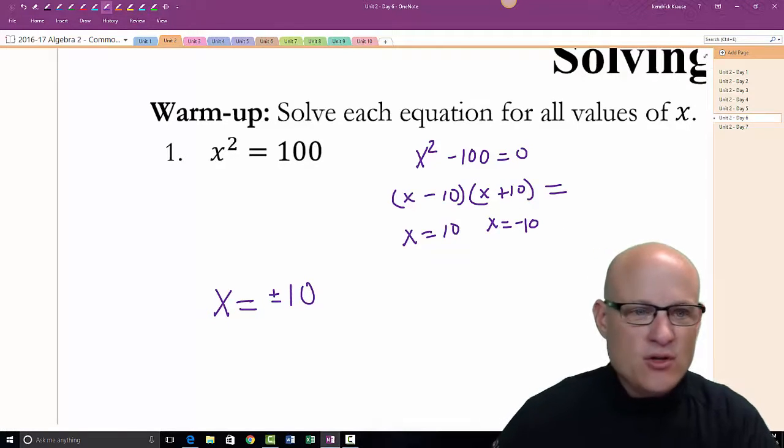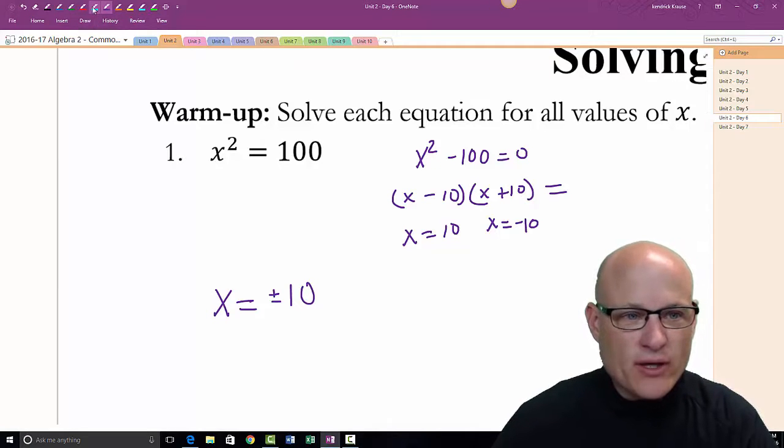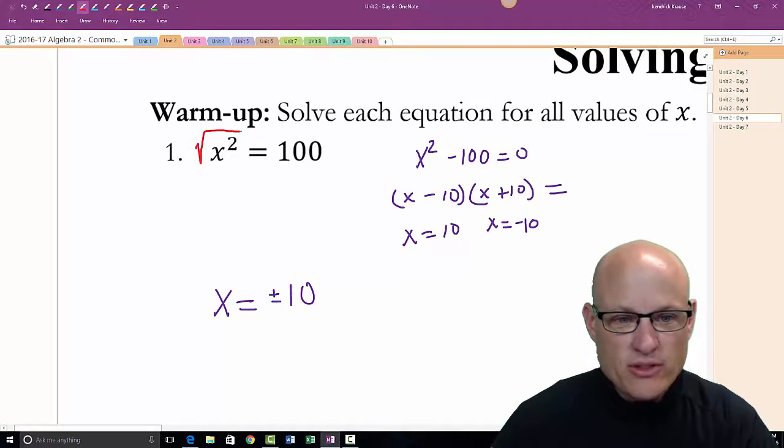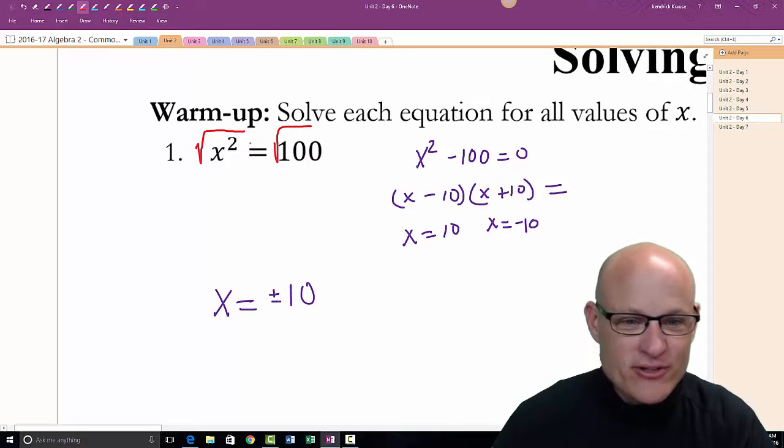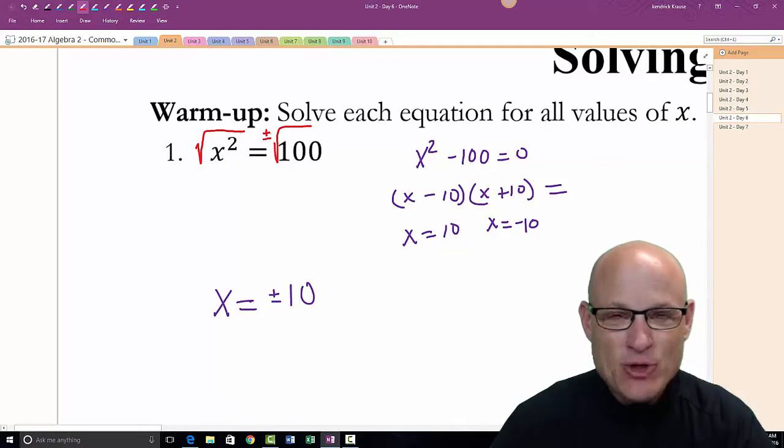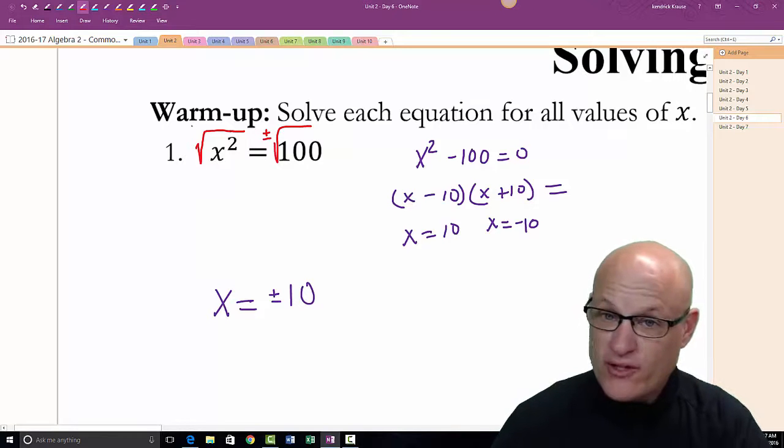Something like that. Well, I like to solve it a slightly different way. What I would like to do is just take the square root of both sides, because we just learned that the square root of x squared is just x. And I would take the square root of this side. But you need to learn something. When you take the square root, you put a plus or minus. Anytime you're going to take the square root and solve it this way, you have to remember to put the plus or minus.